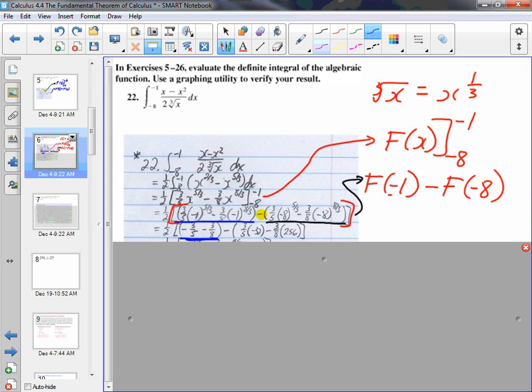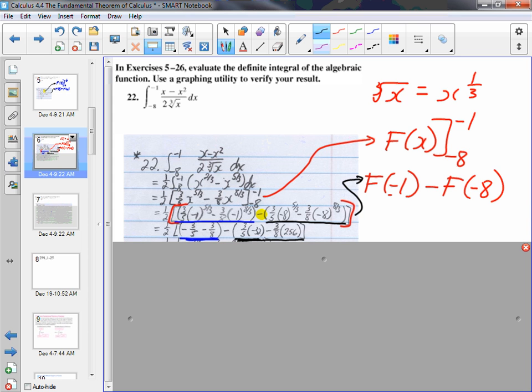Close the parentheses, copy down the minus sign, go to the next parentheses. 3/5 times -8 to the 5/3. That's like the cube root of -8. What's the cube root of -8? -2, and then -2 to the 5th, -32. And I didn't multiply that with the 3/5 yet. That seemed like enough to do it once.